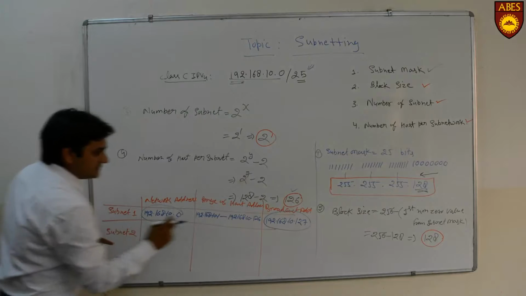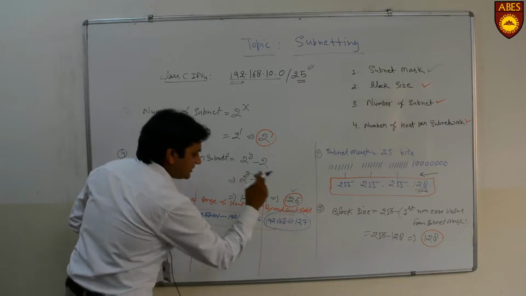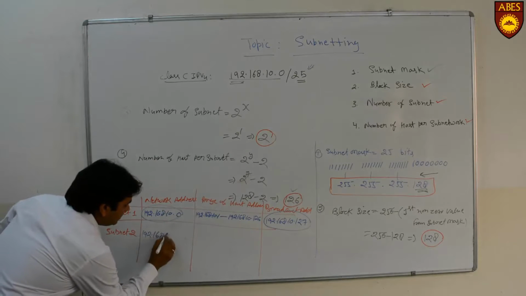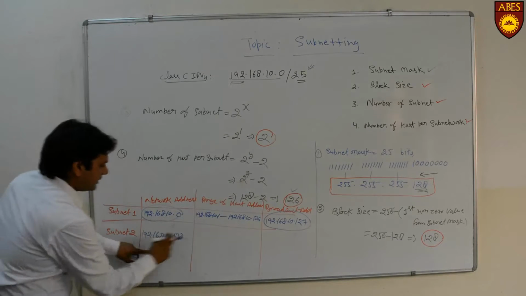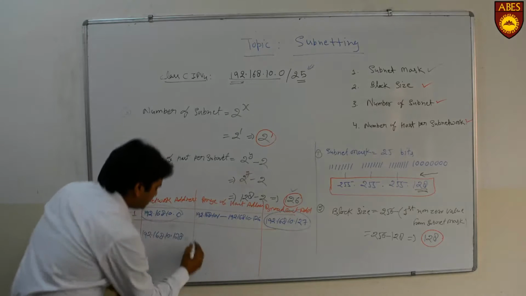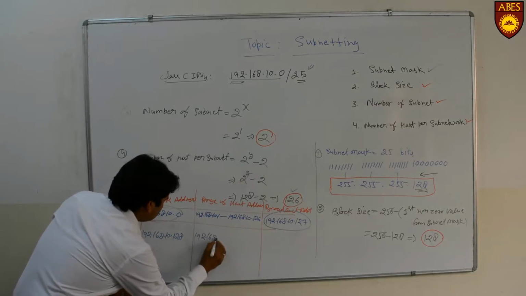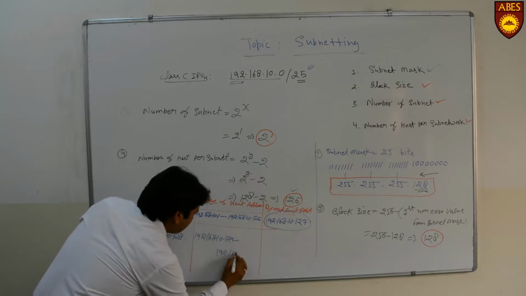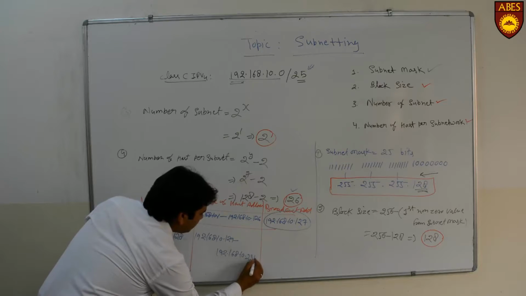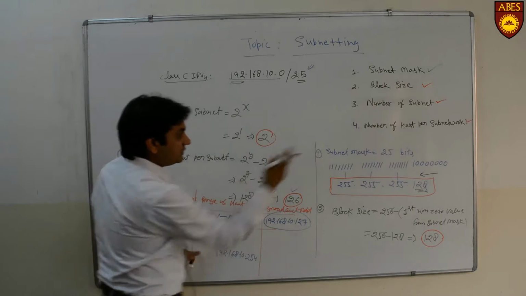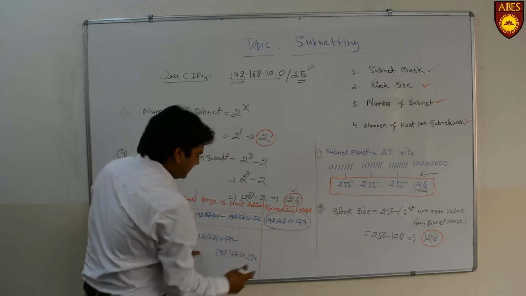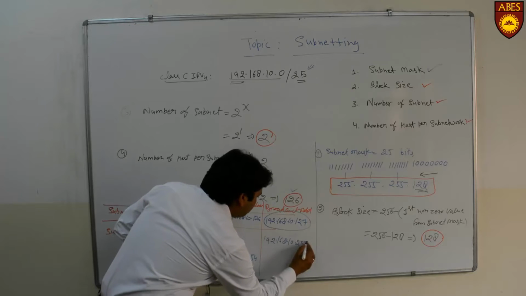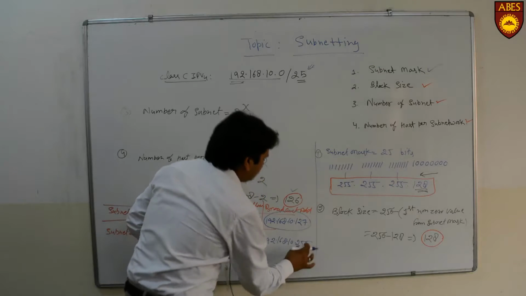Now the subnetwork 2 address is the next address after the subnetwork 1 broadcast address, that is 192.168.10.128. Again we have to assign 126 addresses, from 192.168.10.129 to 192.168.10.254, these 126 addresses. And the last address is 192.168.10.255.